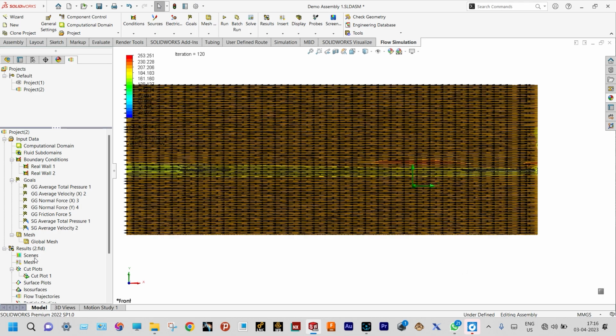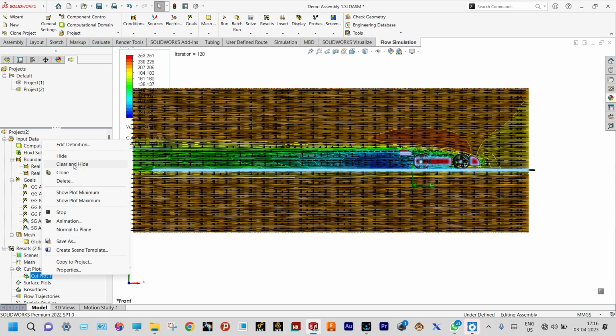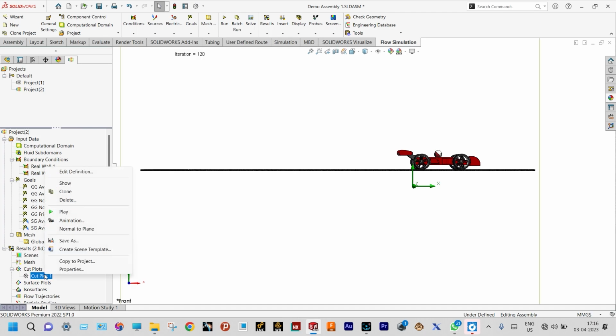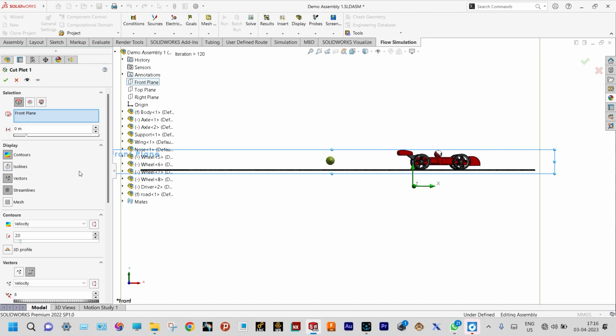Let us clear and hide this one. Now we'll do one thing. Instead of all these parameters, we'll see the iso lines that will show the actual distribution of velocity where the ranges are actually high, right? So cut plots, edit definition. Instead of considering all these different parameters, we'll select only iso lines, right?